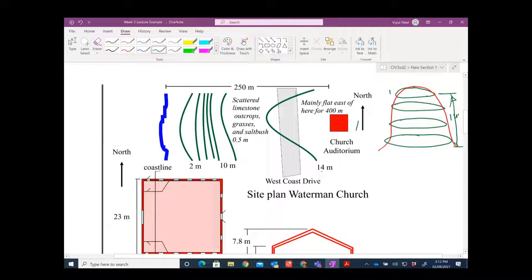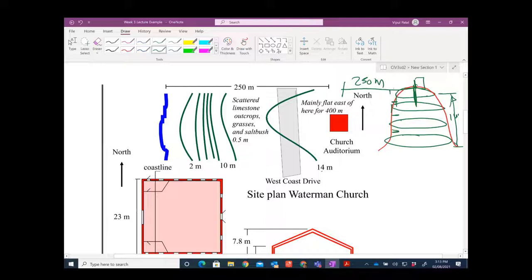So how can I explain that? This is a vertical distance. They put 250. So the horizontal distance from this point to across is 250 meters, where you have this coastline. So you can have the horizontal distance between the contours as well. If you have AutoCAD diagrams, you can measure all these dimensions. But I hope you understand this.